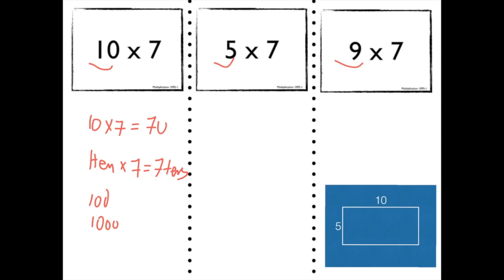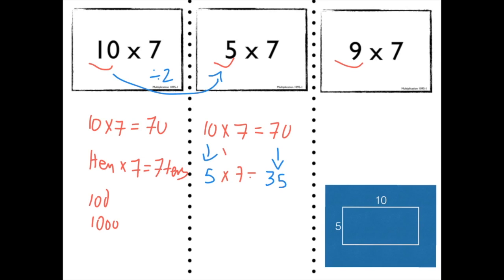So from there, students need to see that 5 is half of 10. So 10 divided by 2 is 5. And in order to practice their 5 facts, students want to use what they know about their 10 facts and then apply a pattern. So if we divide 10 by 2 to get 5, and multiply by 7, our answer is then 70 divided by 2, which is 35.